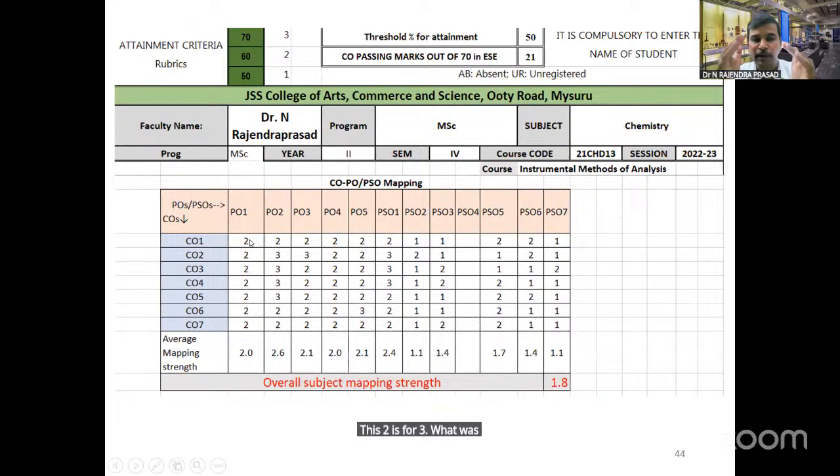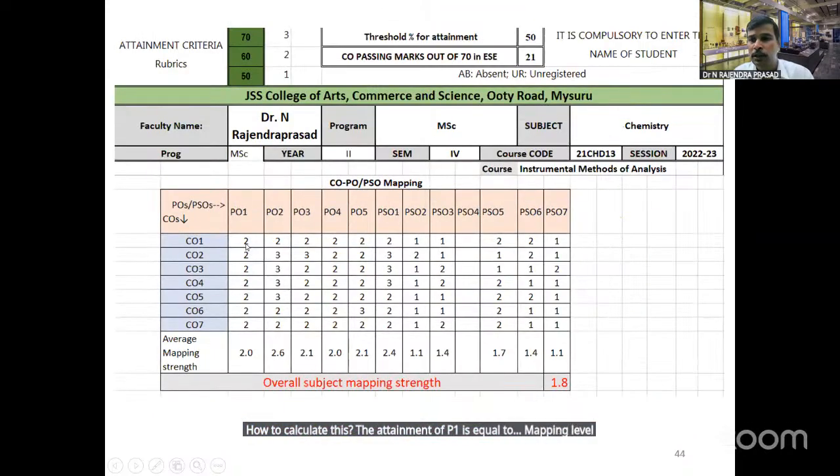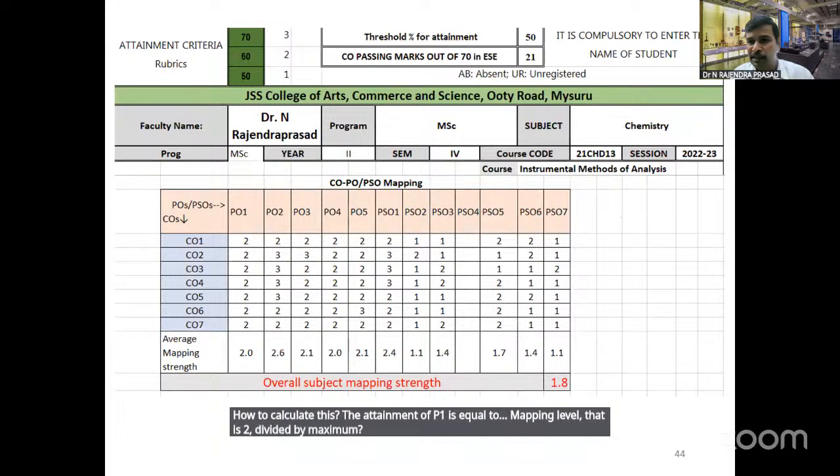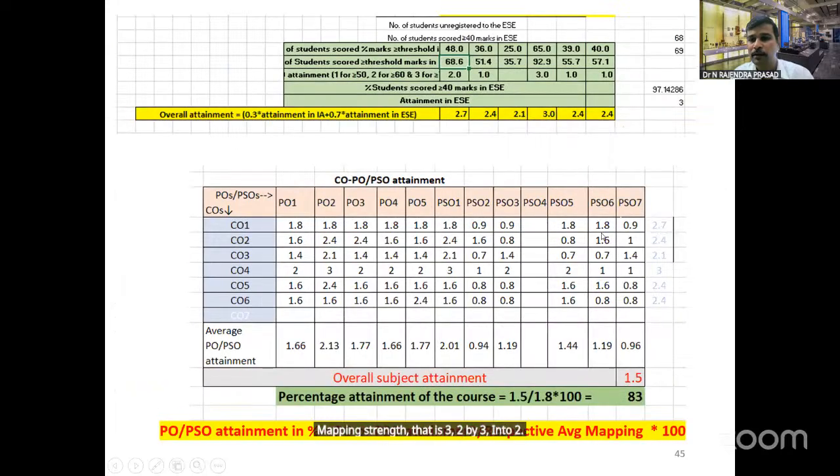What was the mapping strength maximum? 3. We have followed our strategy and we have mapped CO with PO with the numbers 1, 2, 3. This is 2. The mapping level of CO with PO1 is 2. So, if the mapping level is 2, what is the attainment level out of 2.7? How to calculate this? The attainment of PO1 is equal to mapping level, that is 2, divided by maximum mapping strength, that is 3, 2 by 3 into 2.7. That is, CO1 attainment is 2.7.